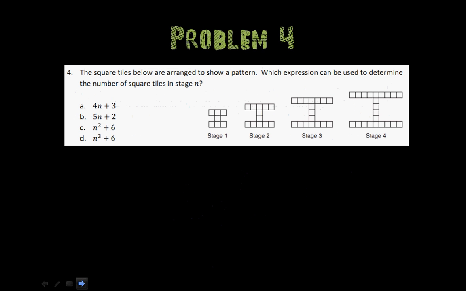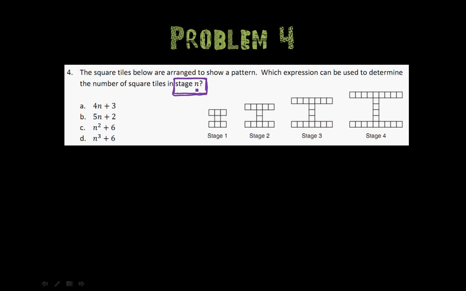Okay, and then the last problem deals with substitution, so we're kind of shifting gears here. It says the square tiles below are arranged to show a pattern. Which expression can be used to determine the number of squares in stage n, or the number of tiles? Remember that you want to look here to see what n stands for. And we actually did this problem in class, but just in case you don't remember, I'm going through it again.